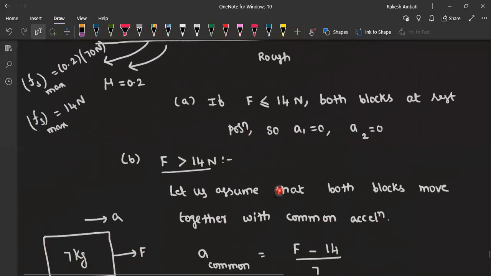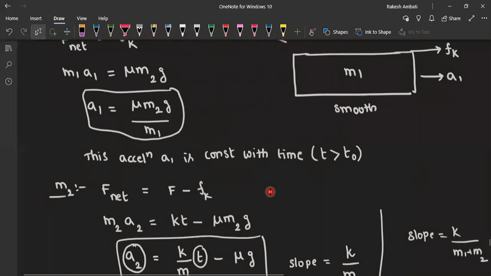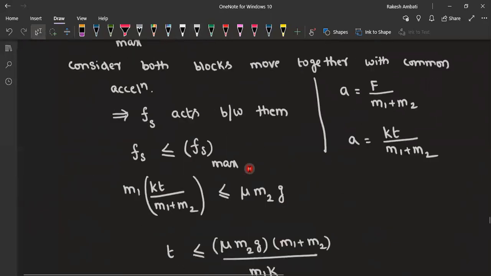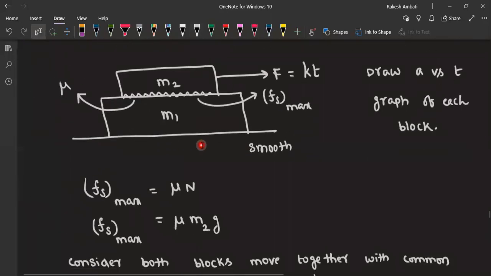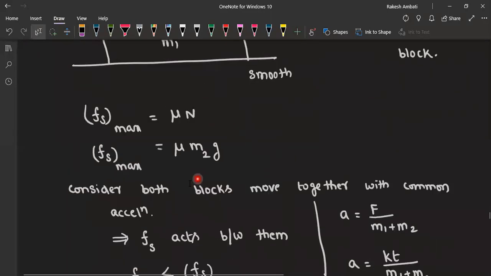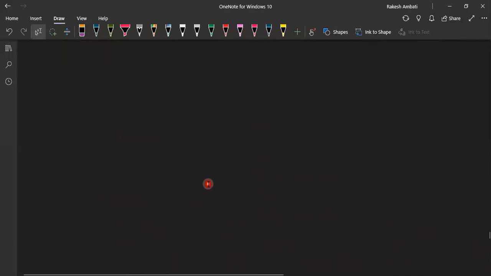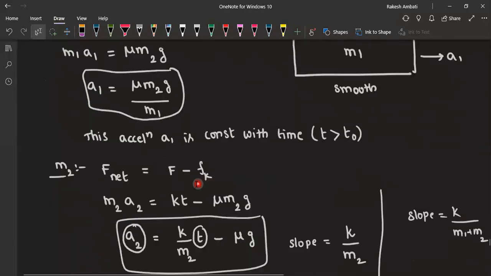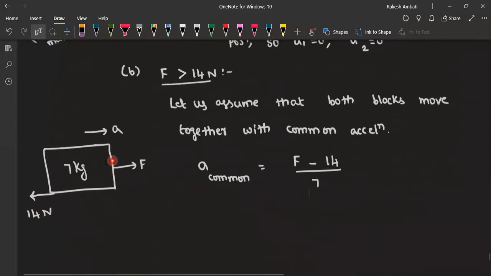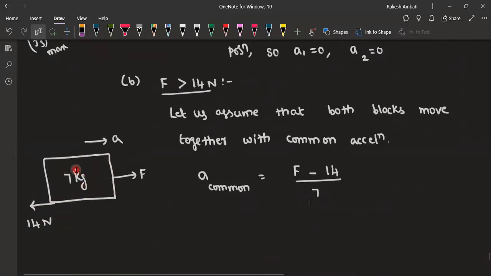In the previous questions, it is a smooth surface. Then the only force is the applied force: applied force upon sum of the masses. But in this case, they are moving together with a common acceleration. We are taking them as a single block.